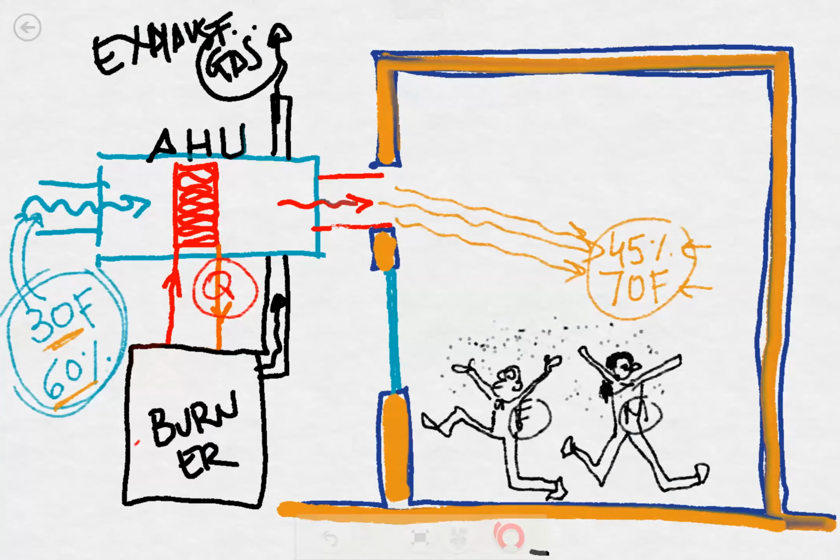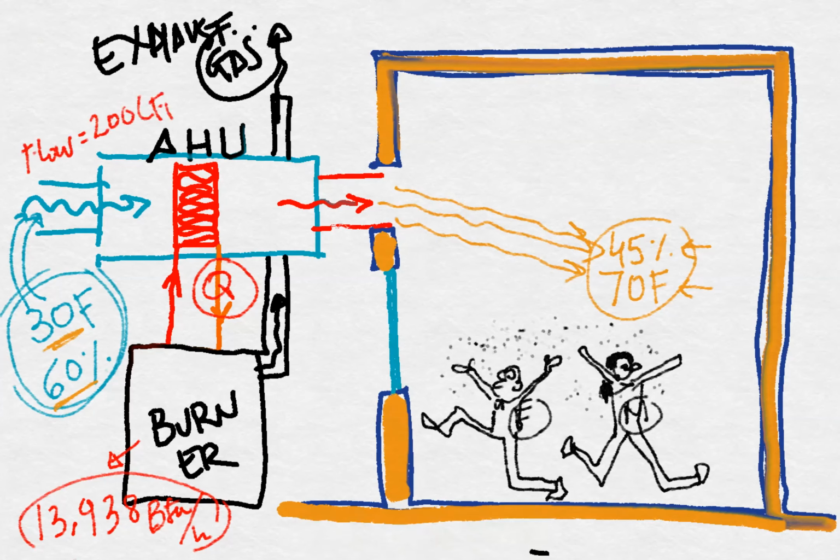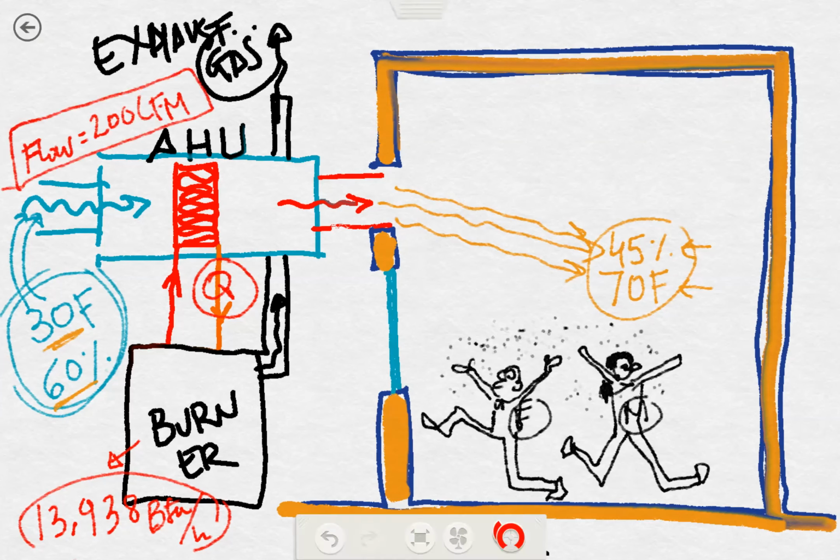We know that the power of this burner is 13,938 BTU per hour. So this is the size of my burner, my boiler. I know that the flow of the air handling unit is 200 CFM. And that's it.